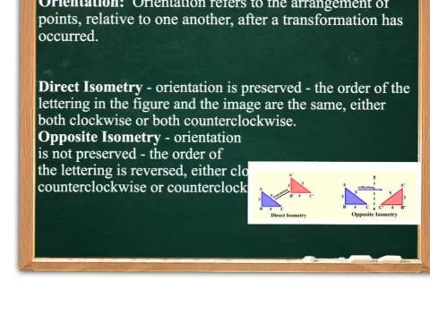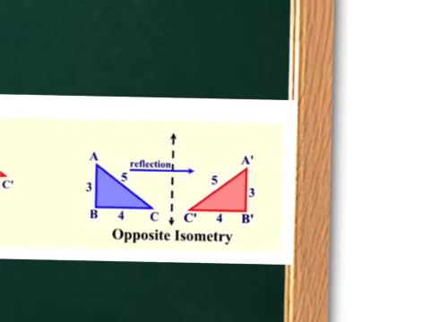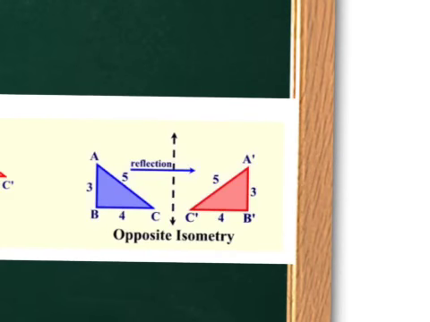Now, an opposite isometry is when orientation is not preserved, but length is still preserved. So either clockwise or counterclockwise, that's what we're looking at. If we look here at this reflection, if we look clockwise, it's A, C, B, but here clockwise is A prime, B prime, C prime, so they're not in the same order. Or if we look counterclockwise, A, B, C, A prime, C prime, B prime. So orientation is not preserved, but length is still preserved. So it's an opposite isometry.